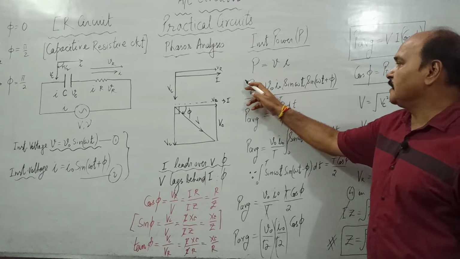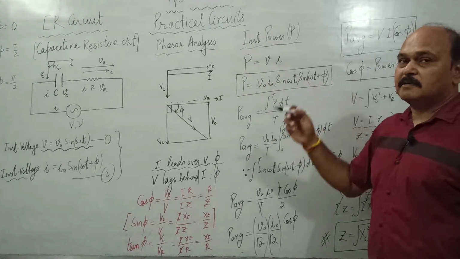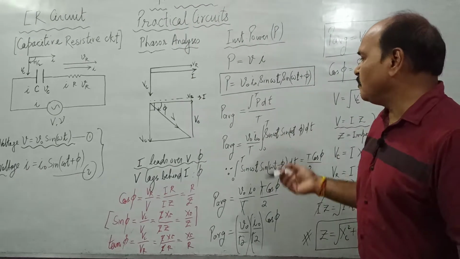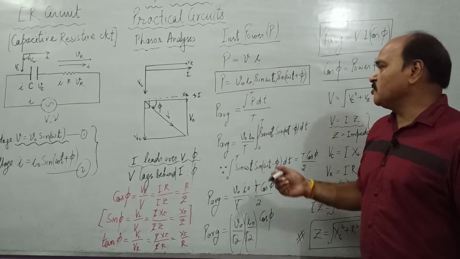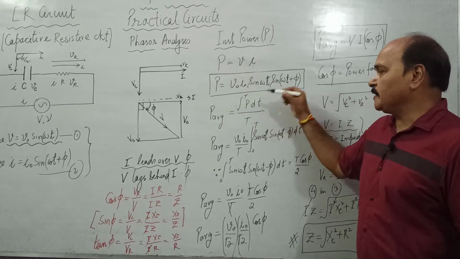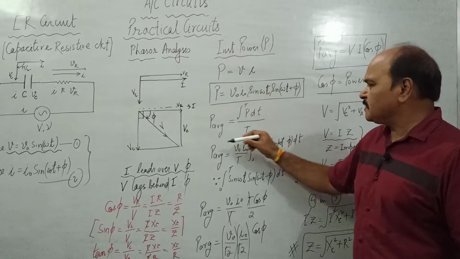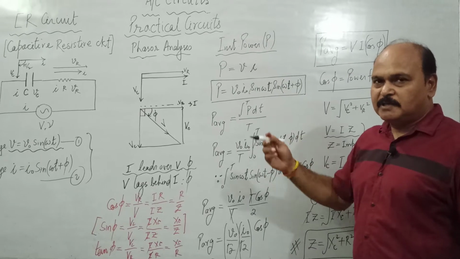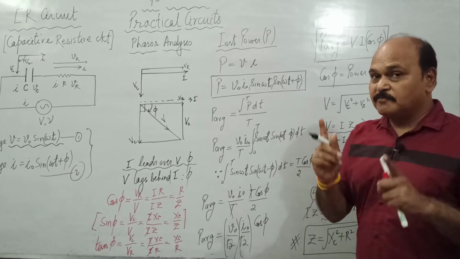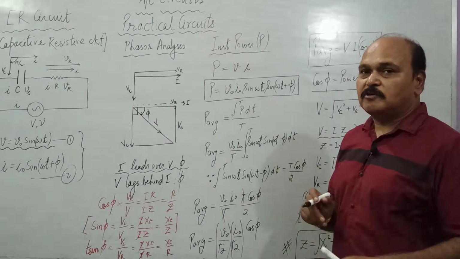This is the instantaneous value of power at any instant. What is the average value of power? Average value of power is going to be the integration of P dt from 0 to T, divided by T. So let us substitute this P here. We have already studied right in the beginning the master formula of average value of a continuous function, and that is what we are making use of.